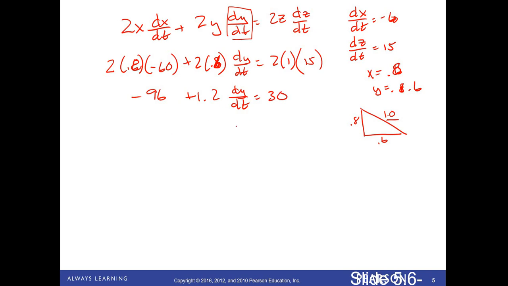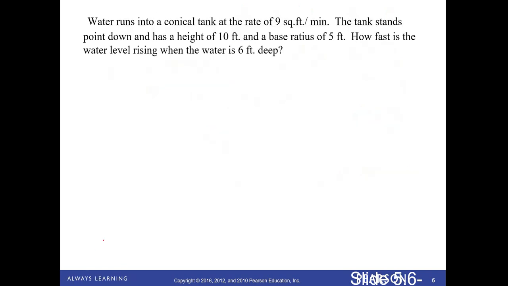Solving this equation, adding 96, dividing by 1.2, dx/dt is 105. So that tells me that the car is moving at 105 miles per hour at this moment in time. All right, let's try another one.